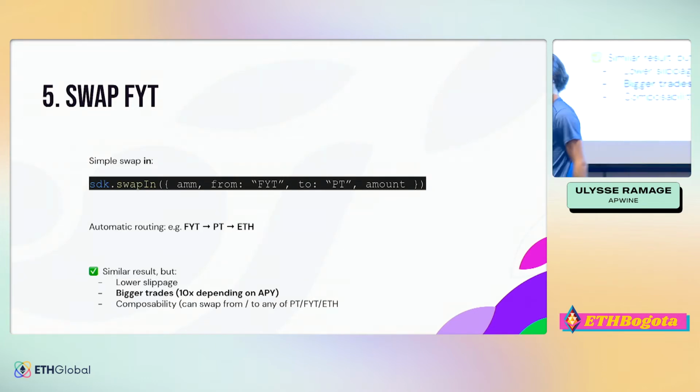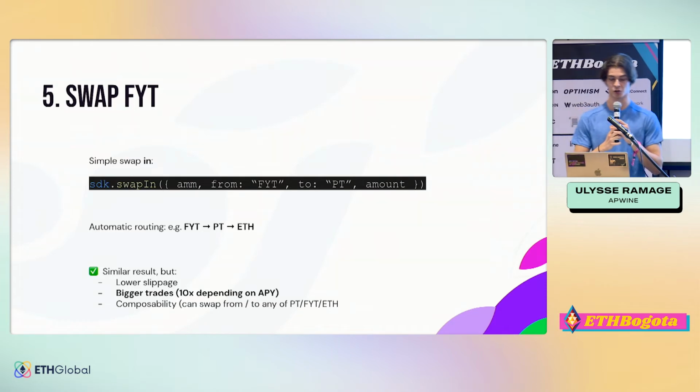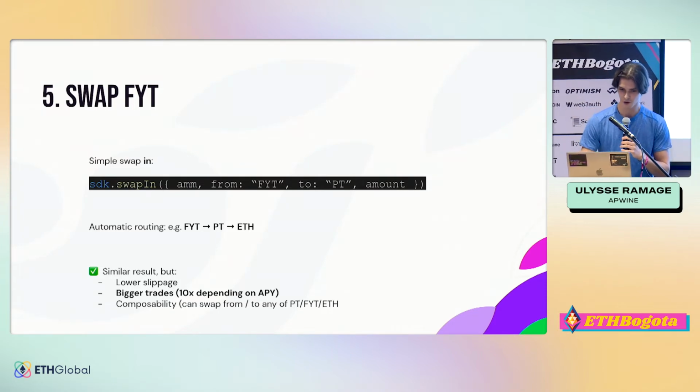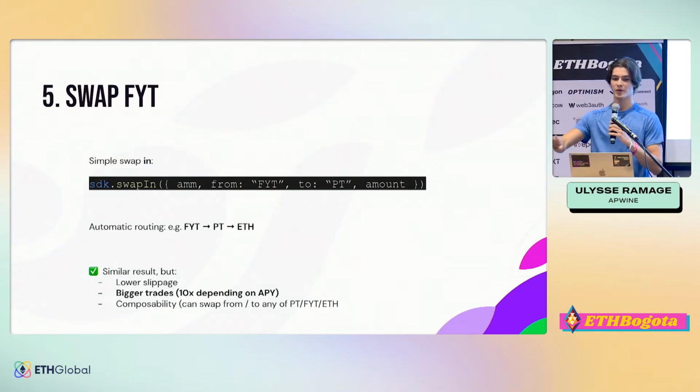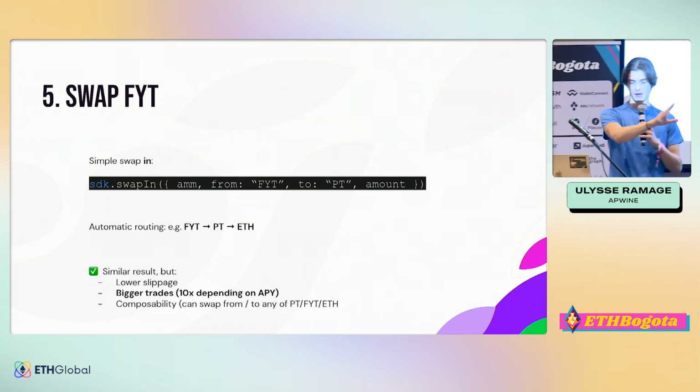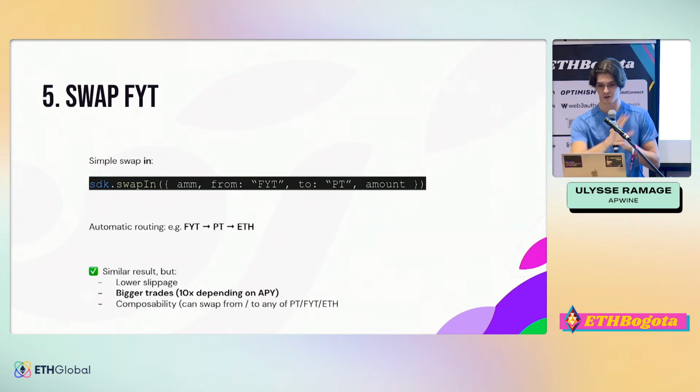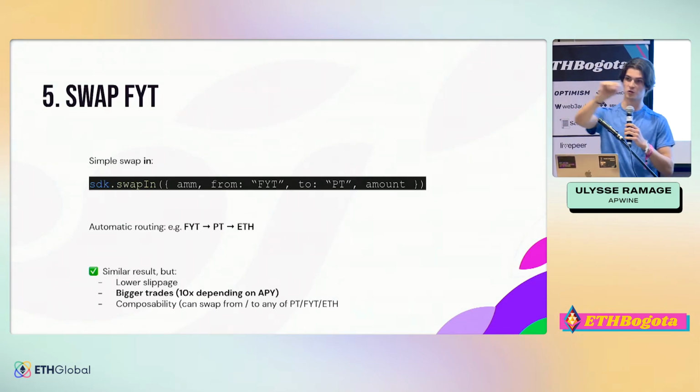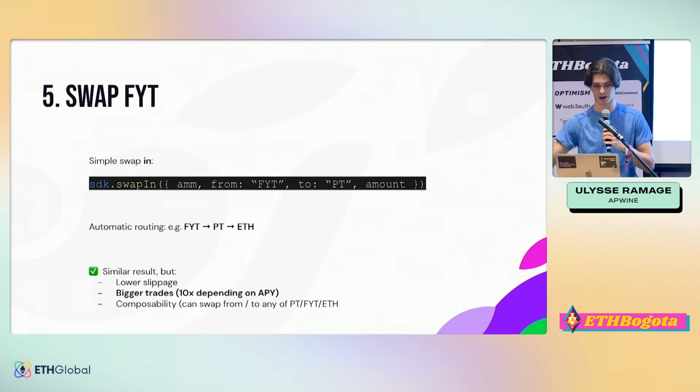And this is where it gets super interesting because you can do so many strategies with it. So swapping FYT, let's do it. SDK.swapIn. Provide the AMM entity, and then from FYT to PT, provide the amount. Very simple. It's going to do the routing automatically from FYT to PT and then ETH. So you don't need to care about it.